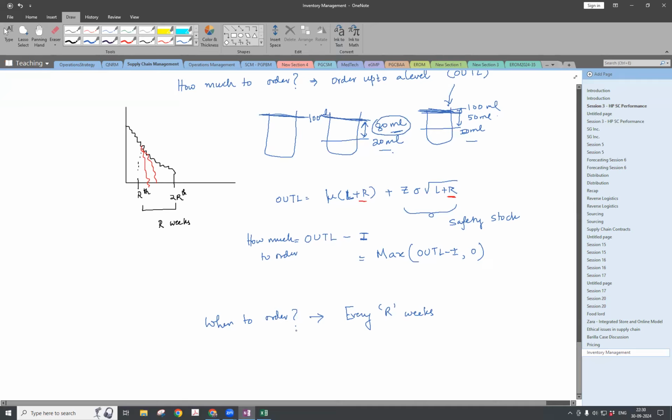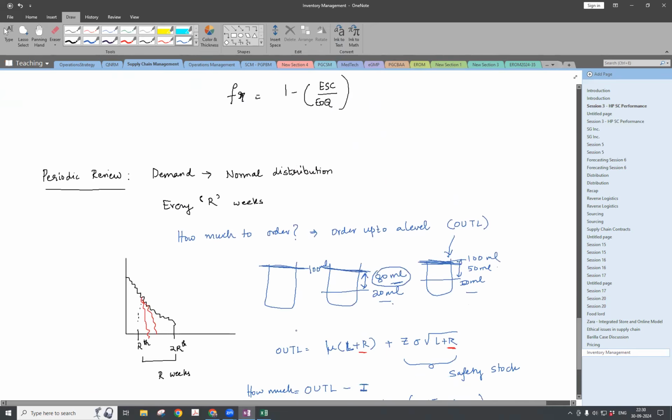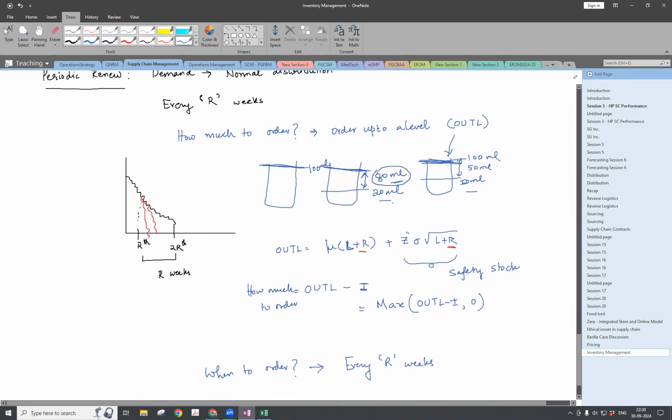So in this particular case, cycle service level still happens to be the same thing. That is, the Z is representing the cycle service level. There is an example given for you to understand how to calculate the service level back if you are given OUTL and other things, right? We can look at that.